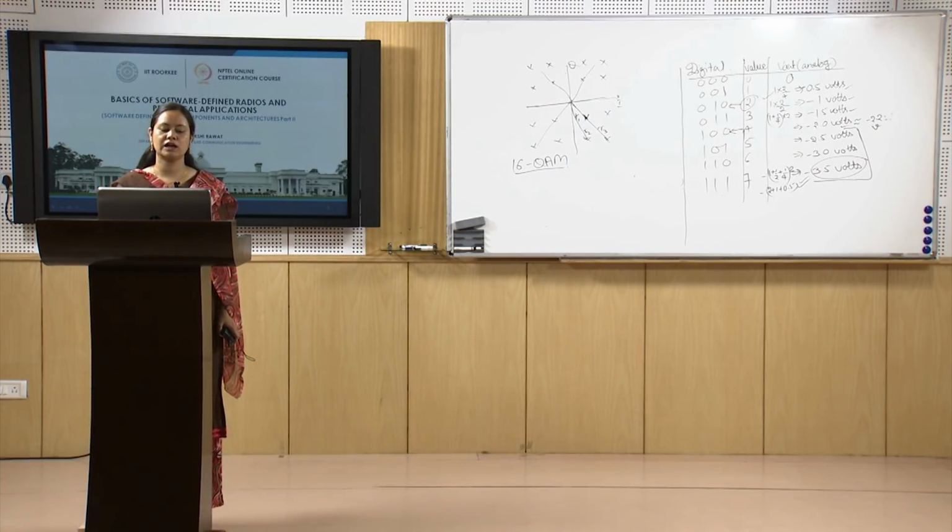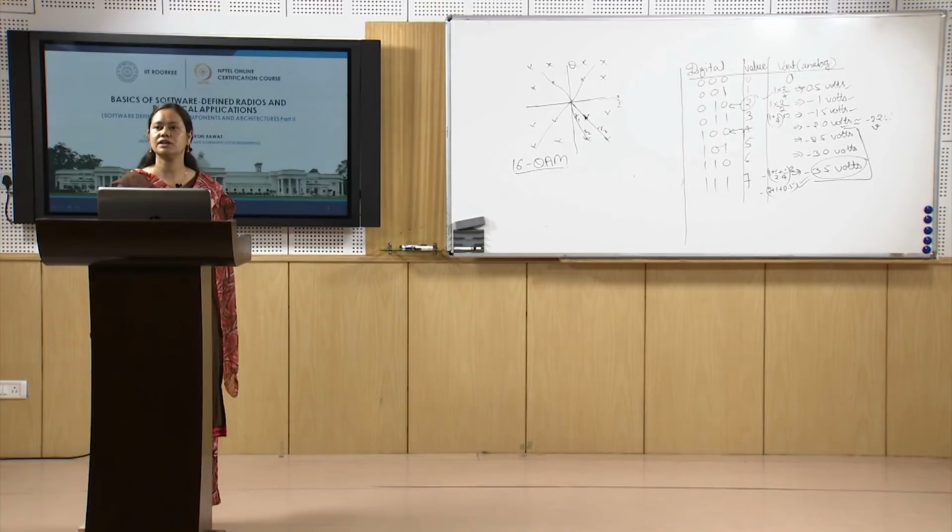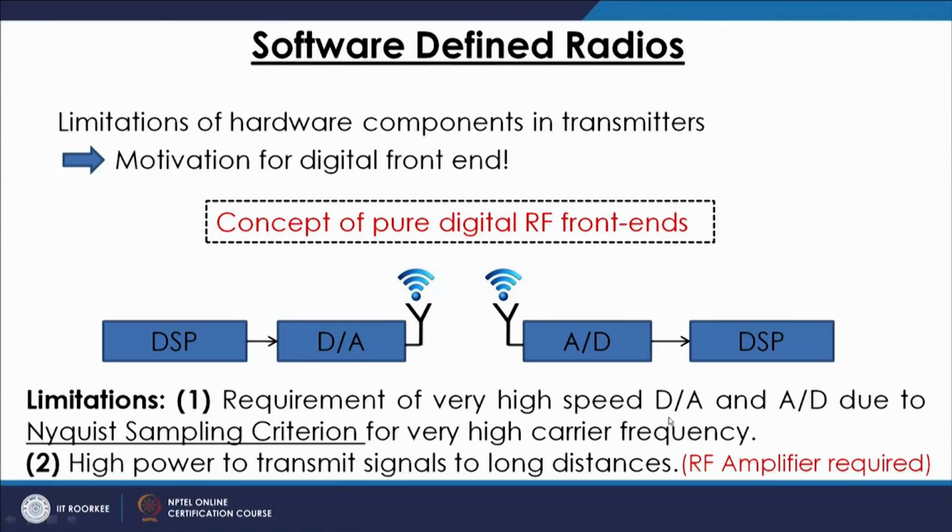First of all, requirement of very high speed D2A and A to D converters. So we know from our Nyquist criteria that our sampling rate should be higher than twice of the maximum incoming frequency. So when we are dealing with the very high RF components, for example, I have told you that we should work at 2 GHz frequency, so that we have the small antenna size, right? In that case, what should be the sampling frequency of this D2A or A to D?